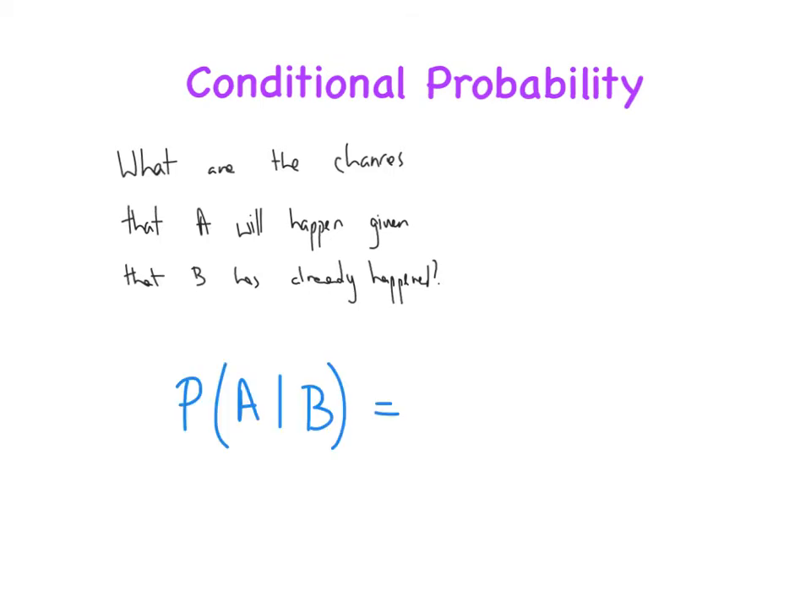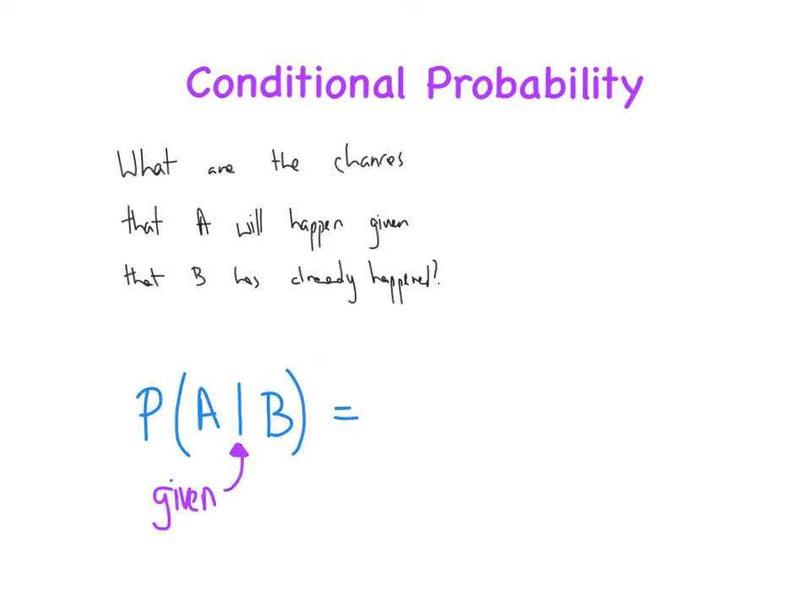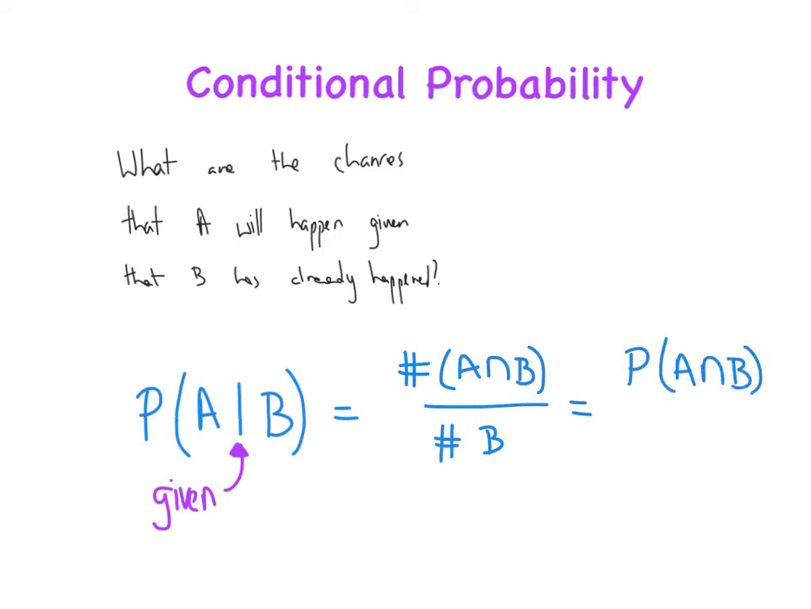So P of A given B, so this line here means given, and that's calculated basically by the number of elements, the cardinal number of A intersection B, all over the number of elements of B. And that's just the same thing as writing the probability of A intersection B over the total probability of B. Okay, and just to note here, the B on the right hand side, the B is on the bottom.